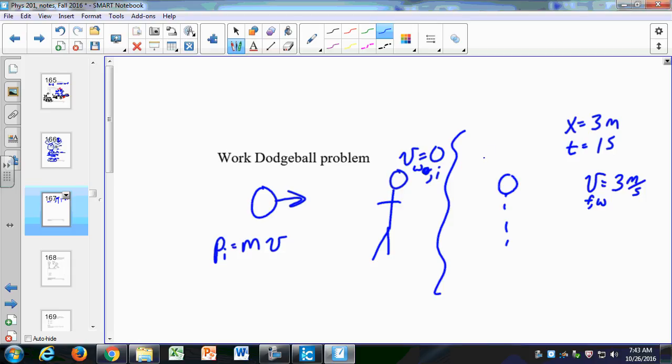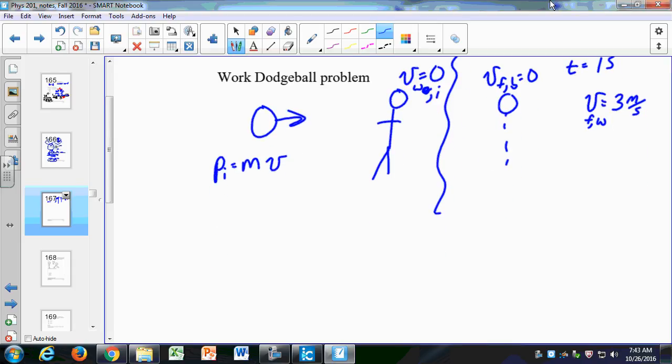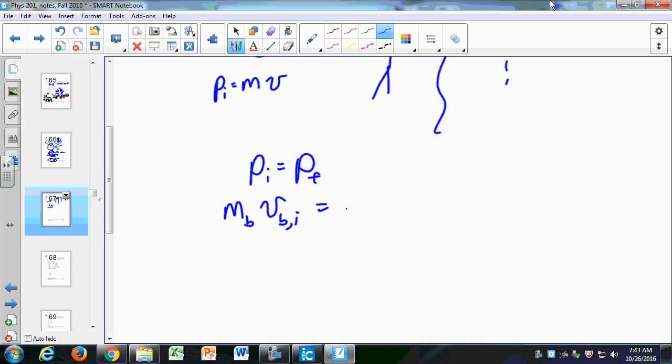And the final velocity of the ball is equal to 0. All right, now we set the initial momentum equal to the final momentum. Ashley? The initial momentum is the mass of the ball times the velocity of the ball initially. And then the final state, because the velocity of the ball goes to 0, it's only the momentum of White-Goodman. So it's the mass of White-Goodman times his final velocity, which we said was 3 meters per second.